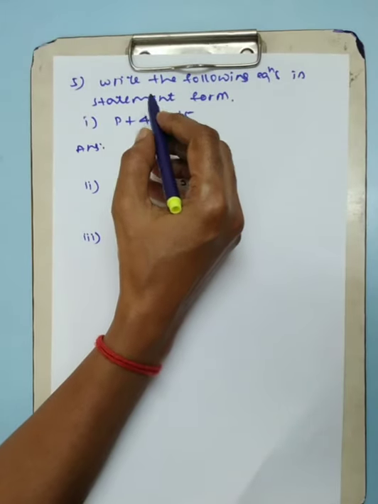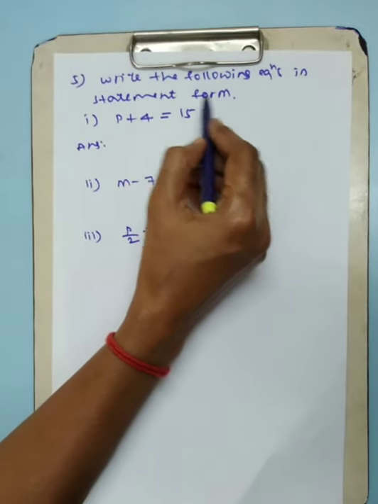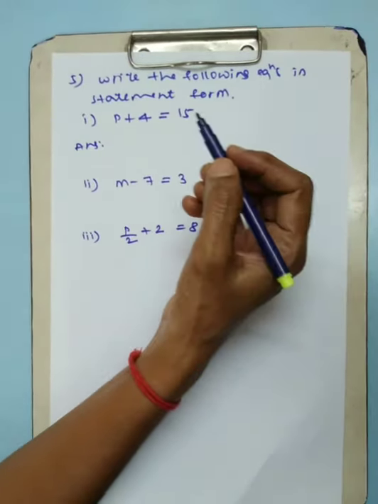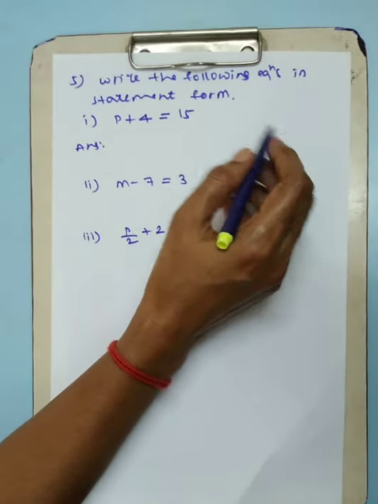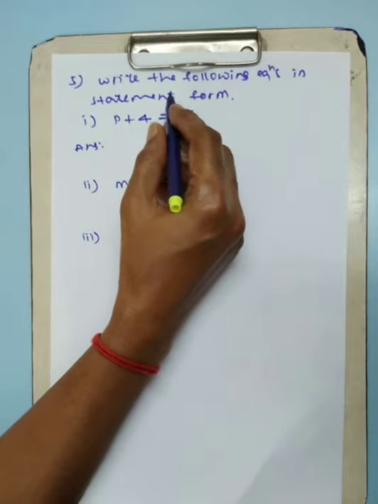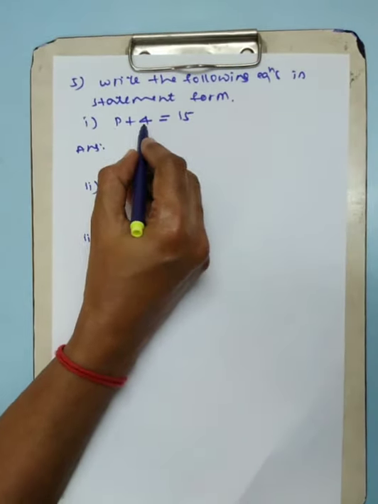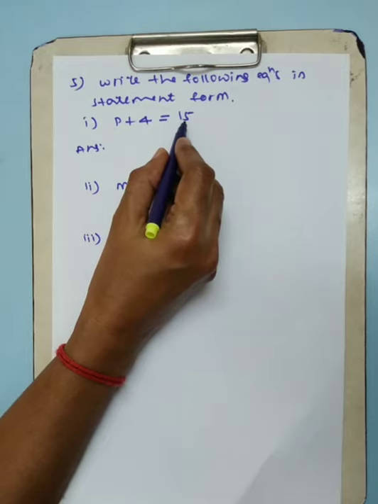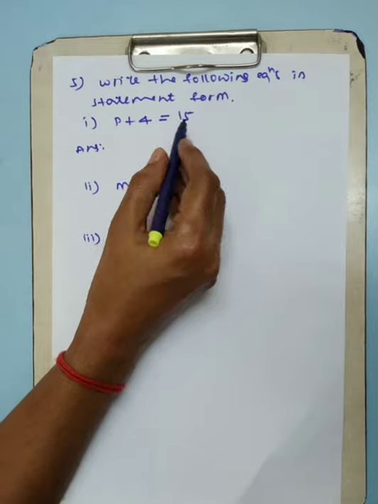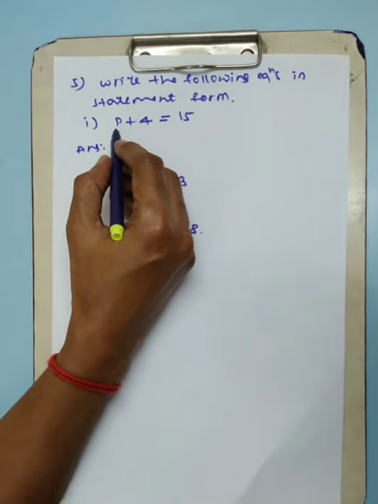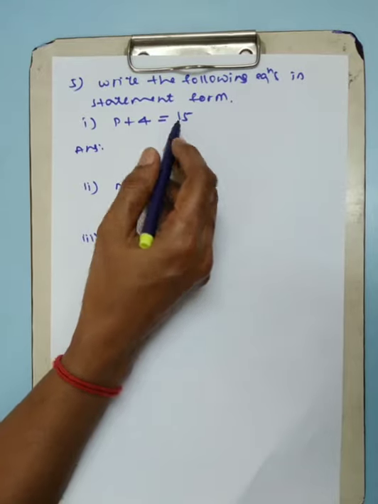Now the fifth main of the exercise: write the following equation in statement form. In the fourth main, statements were given and you converted them to equations. Now equations are given, and you have to write them in statement form. Now you see, p plus 4 is equal to 15. So we can write it as: the sum of a number p and 4 is equal to 15.